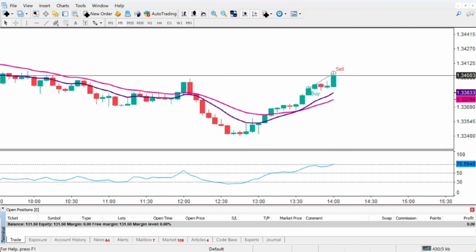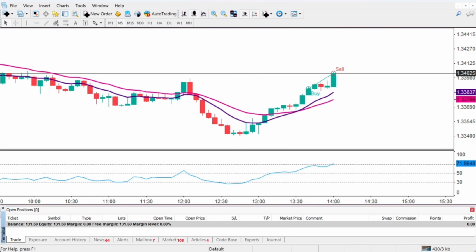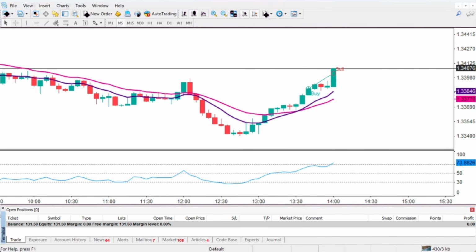And bro, this one just took off. Didn't even give me a chance to blink. Straight momentum, clean push, and boom. Take profit smashed. Balance jumps up to $131.50. Honestly, I didn't expect back-to-back wins like this. Maybe Gemini's got something cooking here. Let's see if it can keep this streak alive.